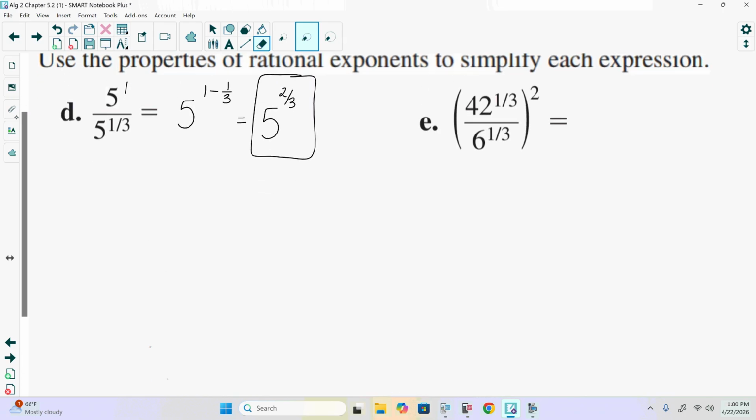E, 42 to the 1/3 divided by 6 to the 1/3, all over 2. Is 42 divisible by 6? Yes, no, I don't know. Well, we can check.